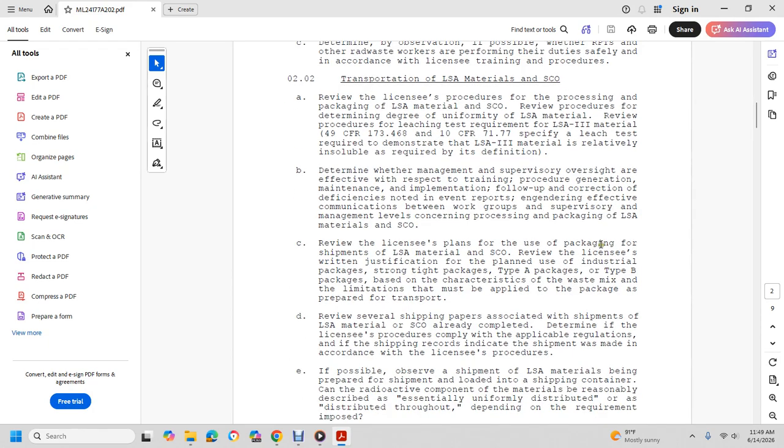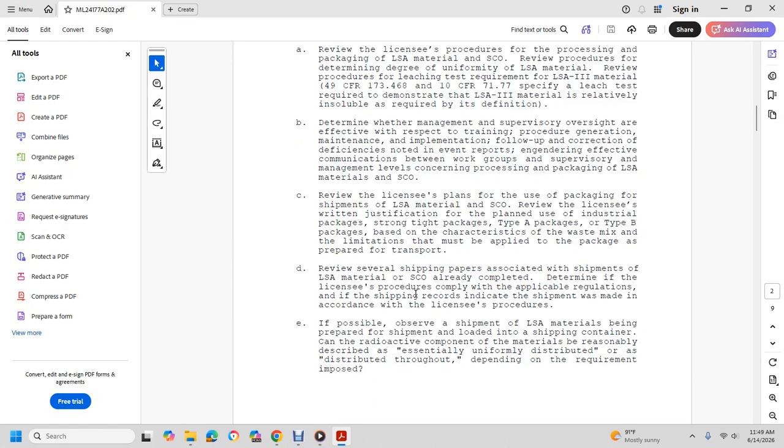Review of the licensee plan used for the packaging and shipment of LSA material and SCO, with the review of the licensee's written justification for the plan used for an industrial package, strong tight package, Type A package, or Type B package, based on the characteristics of the waste mix. Limitations must be applied with the packages prepared for transport.